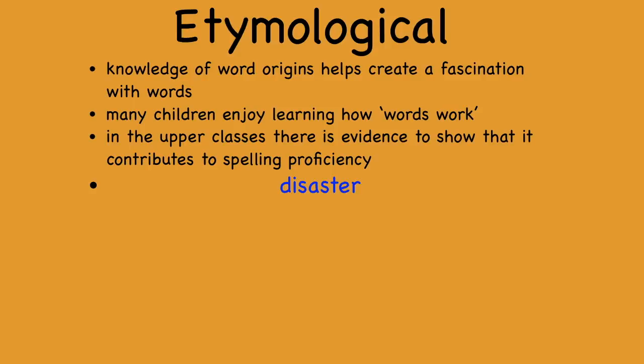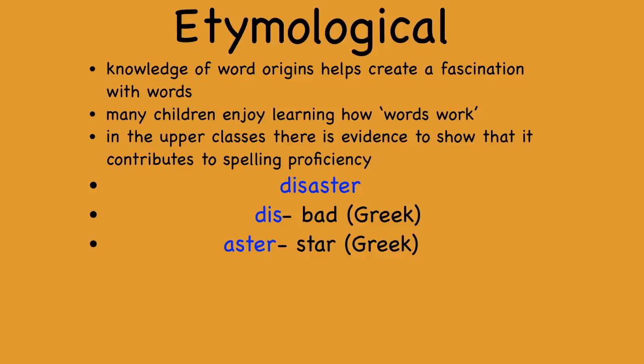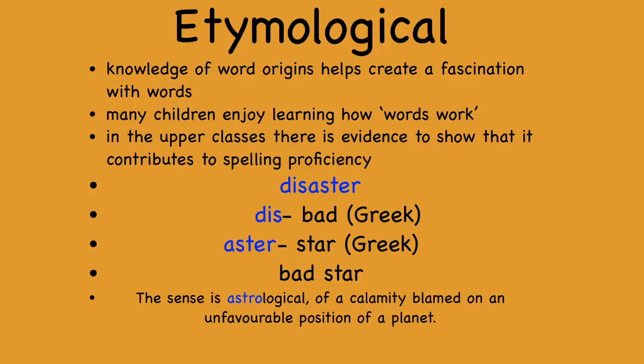For instance, if we give the word disaster to the class, we can tell them that the prefix dis means bad, and it comes from the Greek. And aster, star, also comes from the Greek. And it means a bad star. Well, how does this relate to the meaning of disaster as we use it today? Well, it appears that the sense is astrological and a calamity based upon the unfavorable position of a planet.